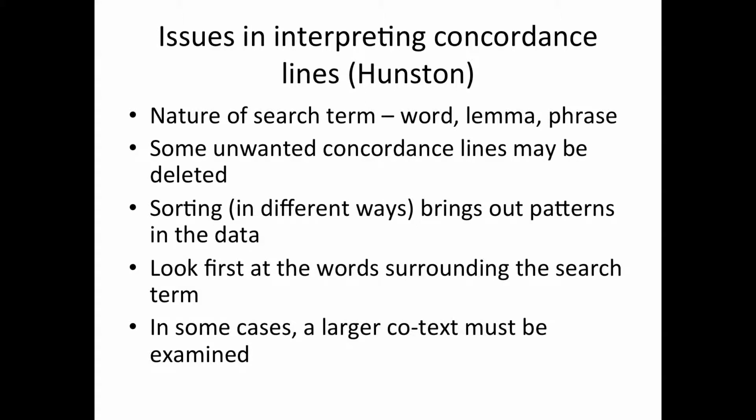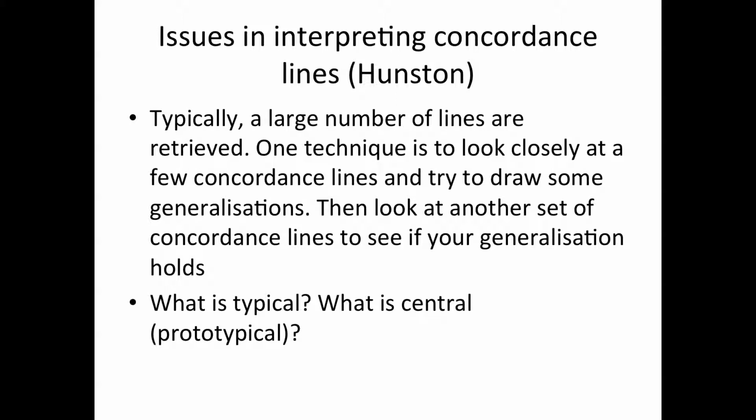So we end up with a lot of data. We typically get a lot of lines. So one technique that the people in Birmingham, like Susan Hunston and John Sinclair, used to use is to look closely at a few concordance lines. You take a sample of your concordance lines, and you try to draw some generalizations from those concordance lines.